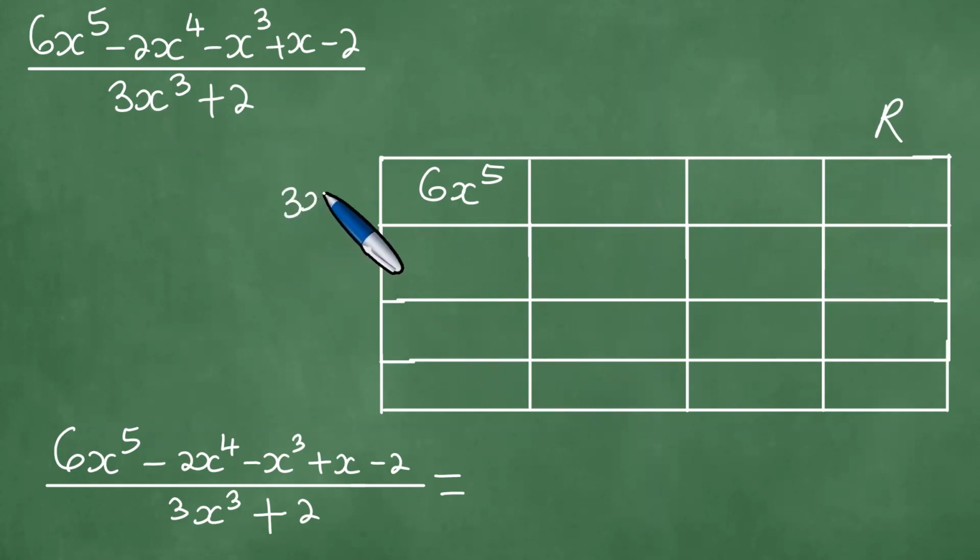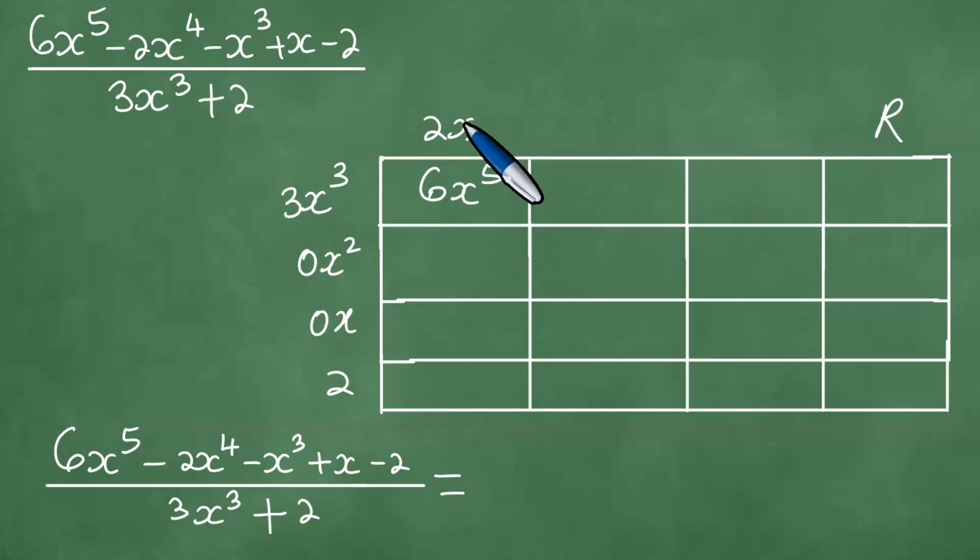So we're going to have 3x cubed here. We're going to have here 0x squared. We're going to have here 0x. We're going to have here 2, for example, so that at this point, if you divide 6x to the 5th power by 3x cubed, we're getting twice x squared. So if you're multiplying here 3x cubed by 2x squared, we have 6x to the 5th power. 0x squared by 2x squared becomes 0x to the 4th power. Now 0x by 2x squared becomes 0x cubed. 2 by 2x squared becomes 4x squared.